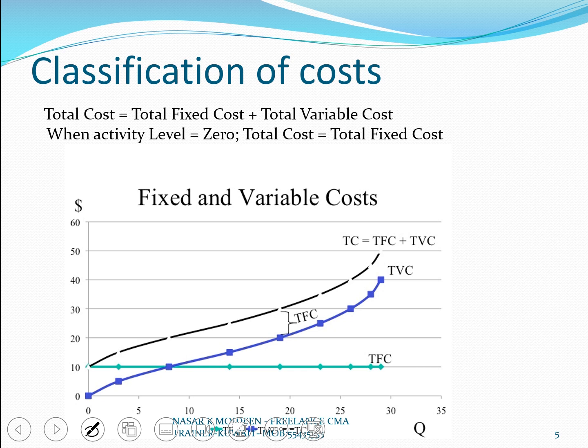So here, what is total cost? Total cost is going to be equal to fixed cost plus variable cost.